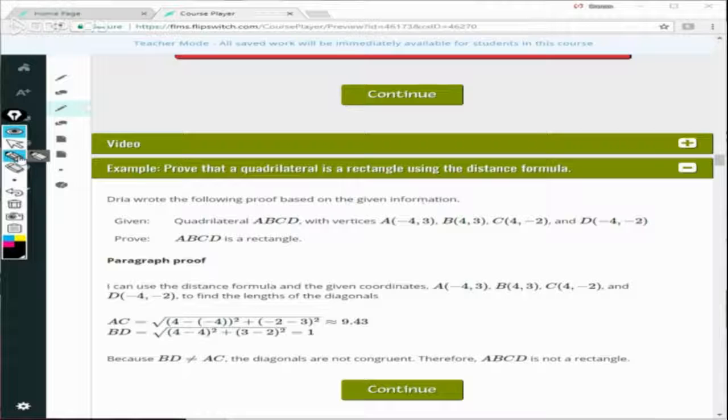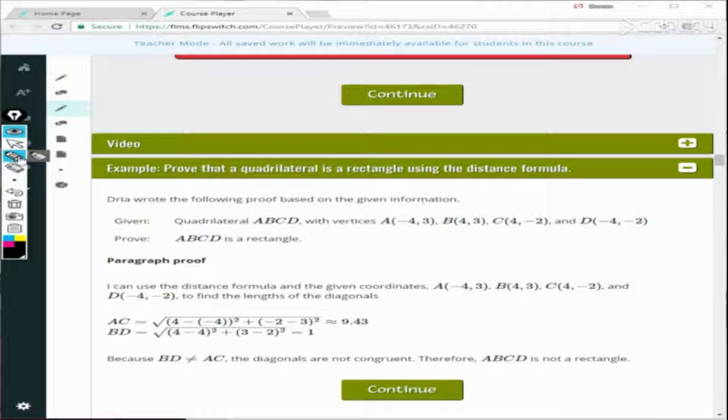And then it is showing her work using the distance formula. AC equals the square root of the quantity 4 minus negative 4, squared, plus the quantity negative 2 minus 3, squared, which is approximately 9.43. BD is equal to the square root of the quantity 4 minus 4, squared, plus the quantity 3 minus 2, squared, equals 1. Because BD does not equal AC, the diagonals are not congruent. Therefore, ABCD is not a rectangle.